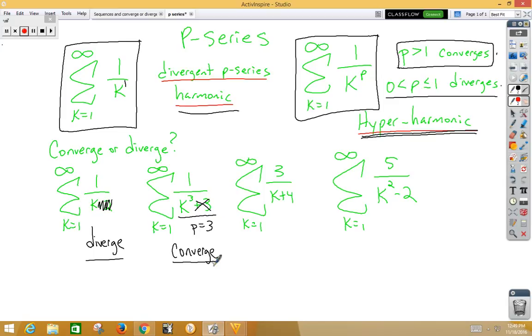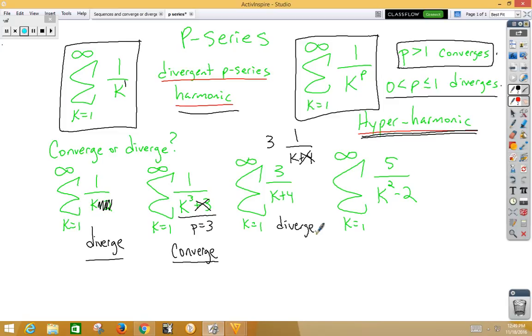In our third example, the 3 we can of course pull out front. So if we take the 3 out front, now we're back to 1 over k plus 4. We can ignore temporarily the 4. This is the divergent P-series, so diverge.